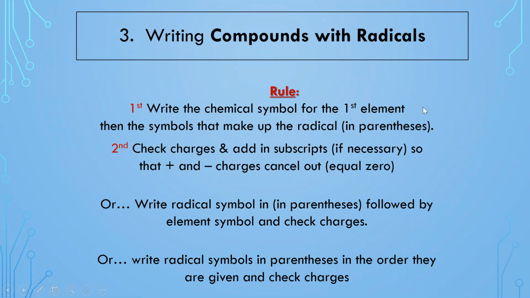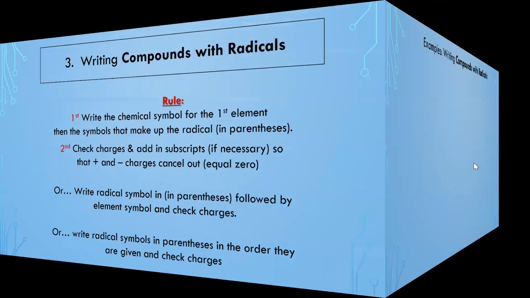So this is the most common situation, an element followed by a radical. But remember, you could have a radical and then an element. Same thing, write the radical symbols in parentheses if you want, write the element symbol, check the charges, cross to cancel if necessary. Or a very rare situation, you could have two radicals. Write the first radical's symbols, write the second radical symbols, check charges, cross if necessary. So I think it's best to just see some examples.